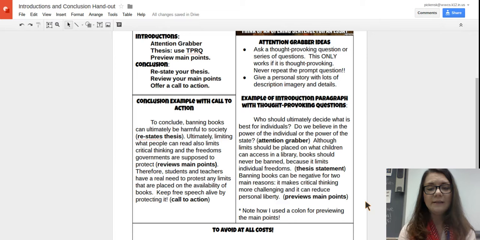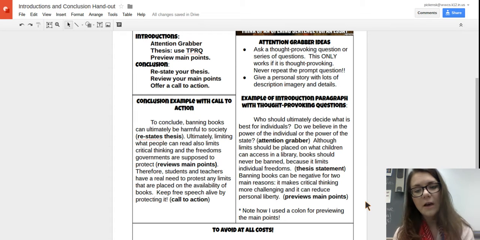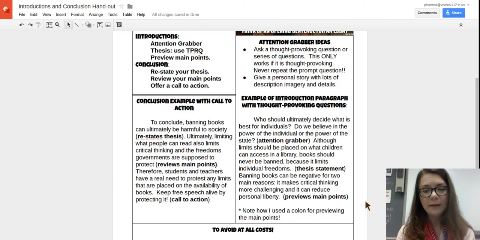Then I'm going to have my thesis statement. Although limits should be placed on what children can access in a library, books should never be banned because it limits individual freedom. And so that's my thesis statement. And then I'm going to preview my main points, okay? Banning books can be negative for two main reasons: it makes critical thinking more challenging, and it can reduce personal liberty, okay?